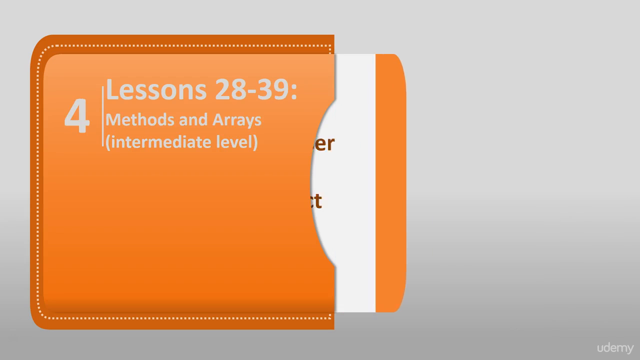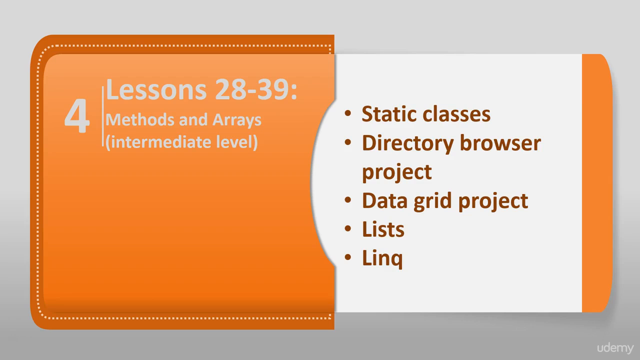Lessons 28 through 39 talk about methods and arrays. So this is stuff at an intermediate level, I would say. You will learn about static classes. You will complete a directory browser project. You will learn about the data grid project. You will learn about lists, and you will learn about LINQ, or language integrated query. It's a powerful extension of C#.